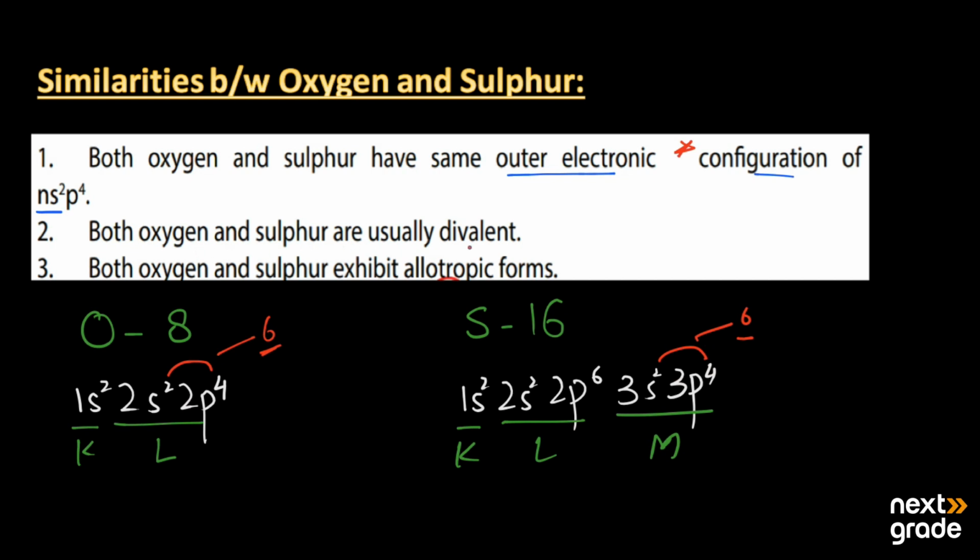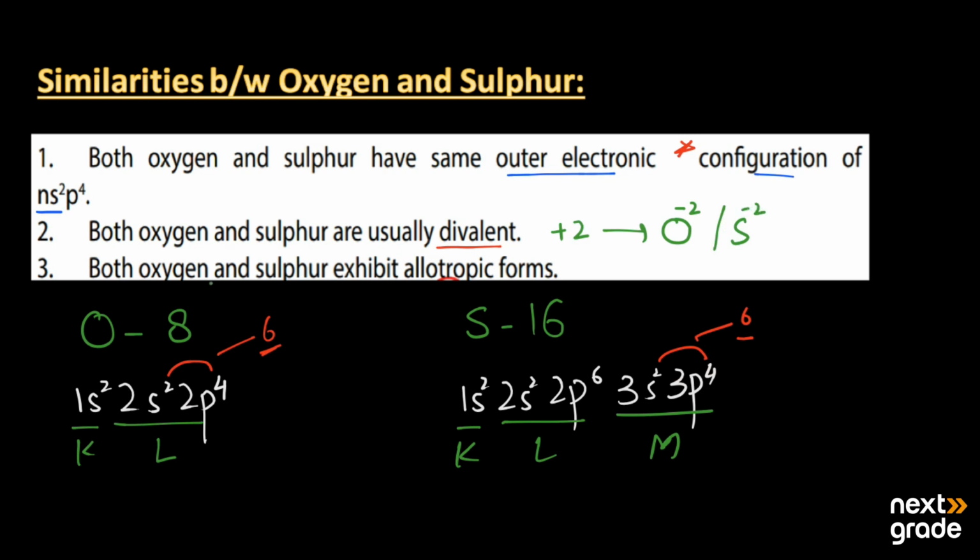Both oxygen and sulfur are usually divalent. Divalent means both need 2 electrons to complete their octet. That's why, after gaining electrons, they change into anions like O2- as well as S2-.